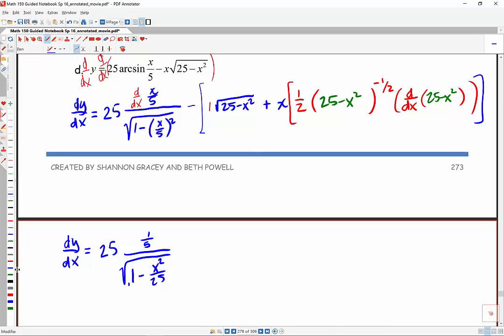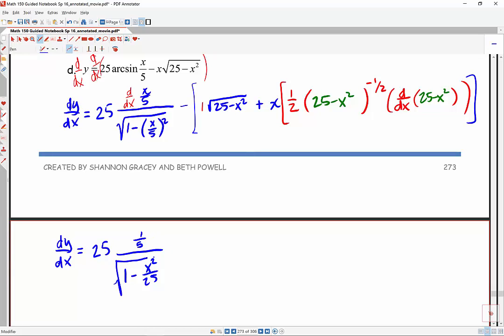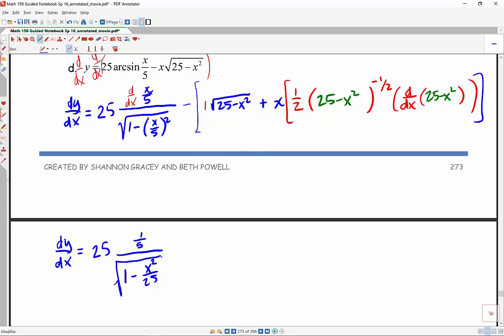Okay, so now we will have minus root 25 minus x squared plus x over 2 root 25 minus x squared, and then we'll have times the derivative, which would be negative 2x.